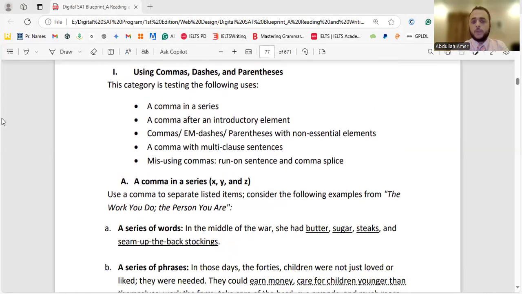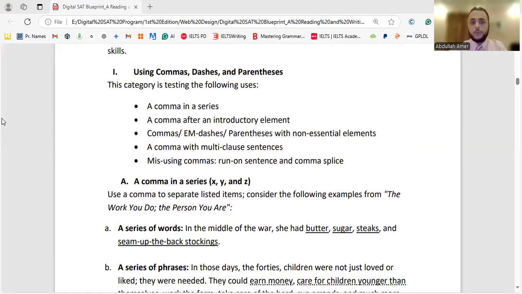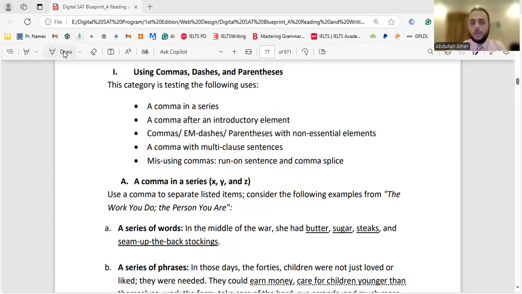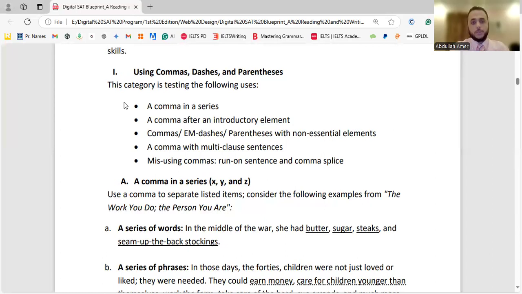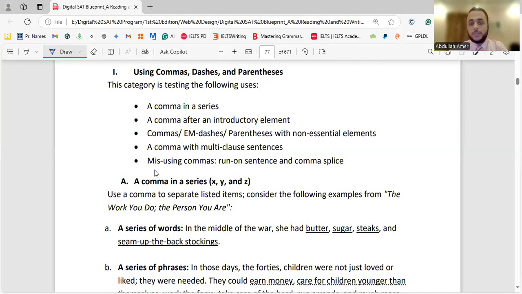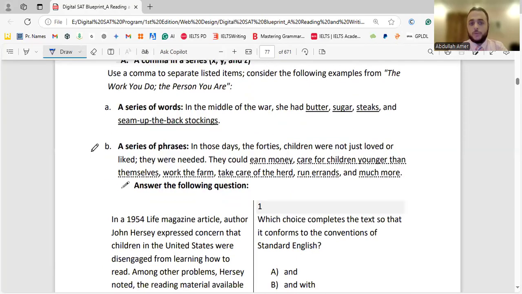In this part, we're going to discuss using commas. In the SAT, we have many sub-skills according to which we're using commas. The first one is a comma in a series, then a comma after an introductory element, a comma, em dash, or parenthesis with non-essential elements, a comma with a multi-clause sentence, and finally misusing commas and run-ons. The first part here is the comma in a series.